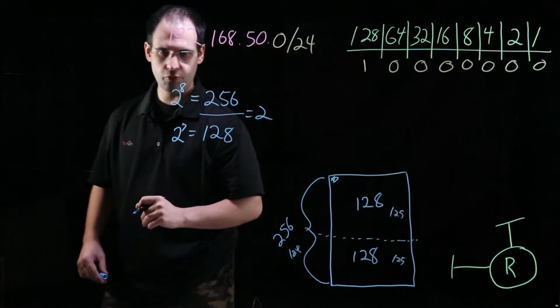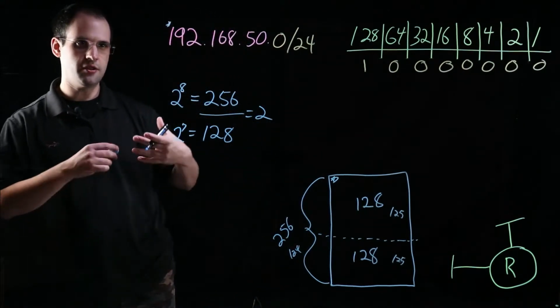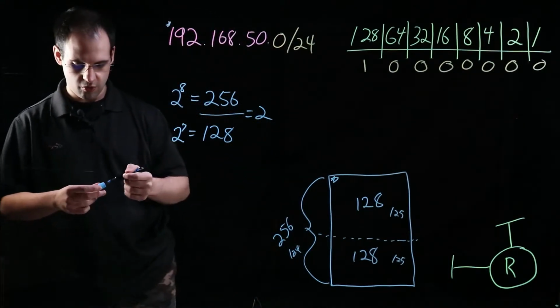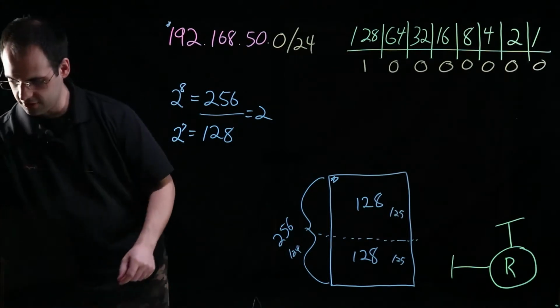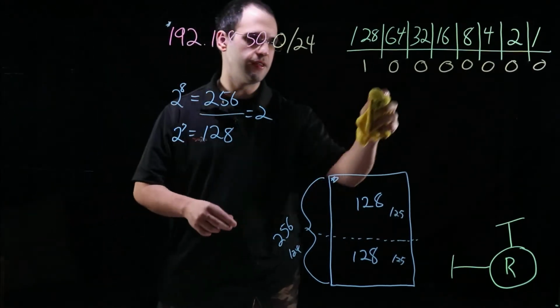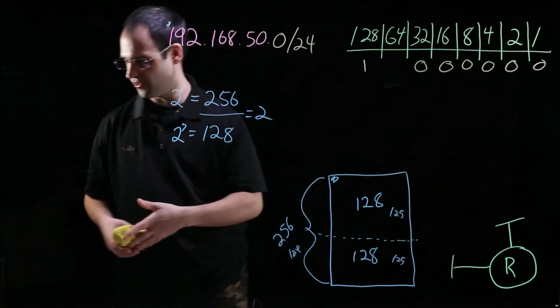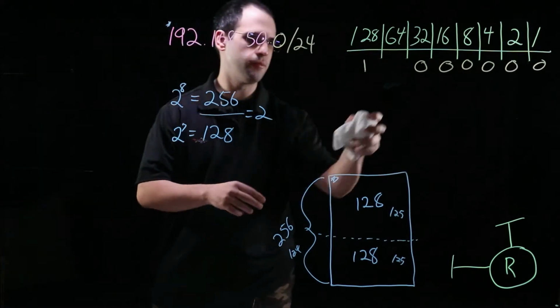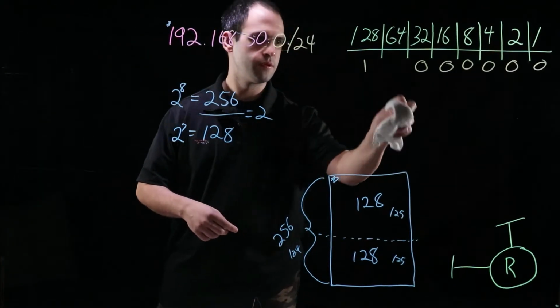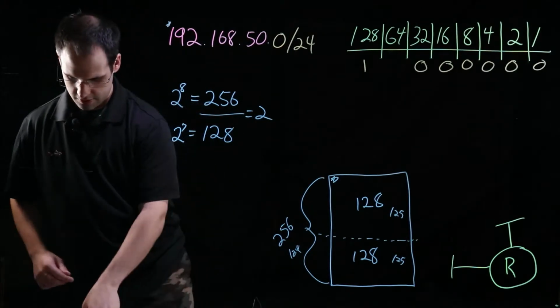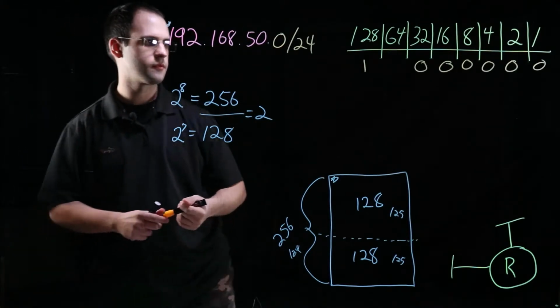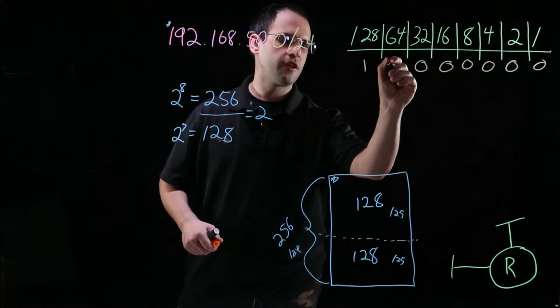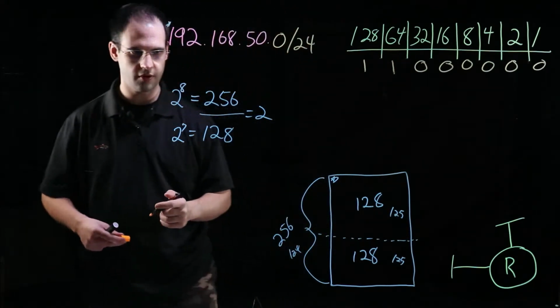Okay, and that's really what we're starting to look at here. In the previous videos, I said, hey, what if we took this and we borrowed another bit, right? Instead of making this a /25, let's borrow another bit and let's make this a /26. All right.